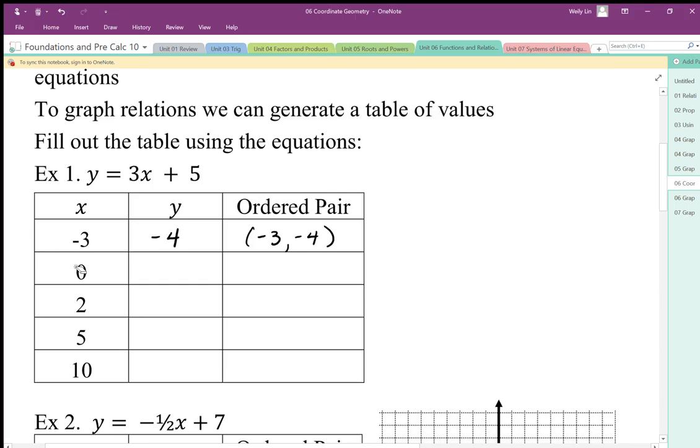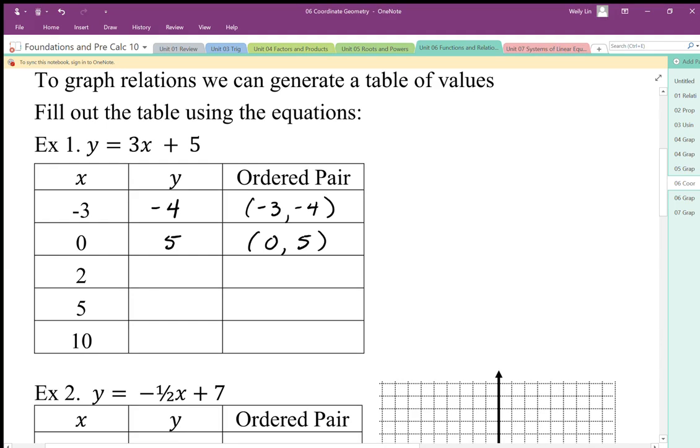Here our input X is 0, so we plug 0 into this calculation and find out how it's connected to Y. It's going to be 3 times X plus 5, so 3 times 0 plus 5 is 5. We write it as an ordered pair: X is 0, Y is 5, or horizontal is 0, vertical is 5.